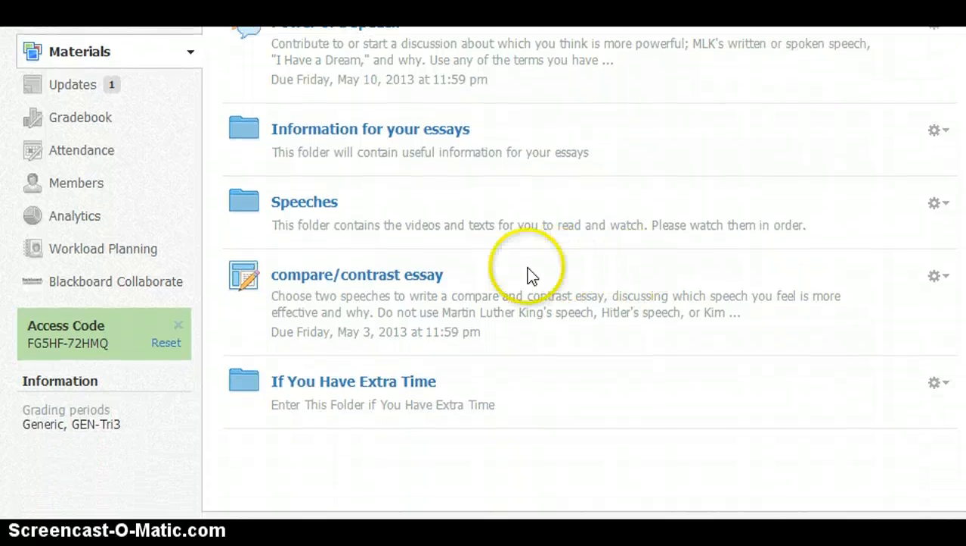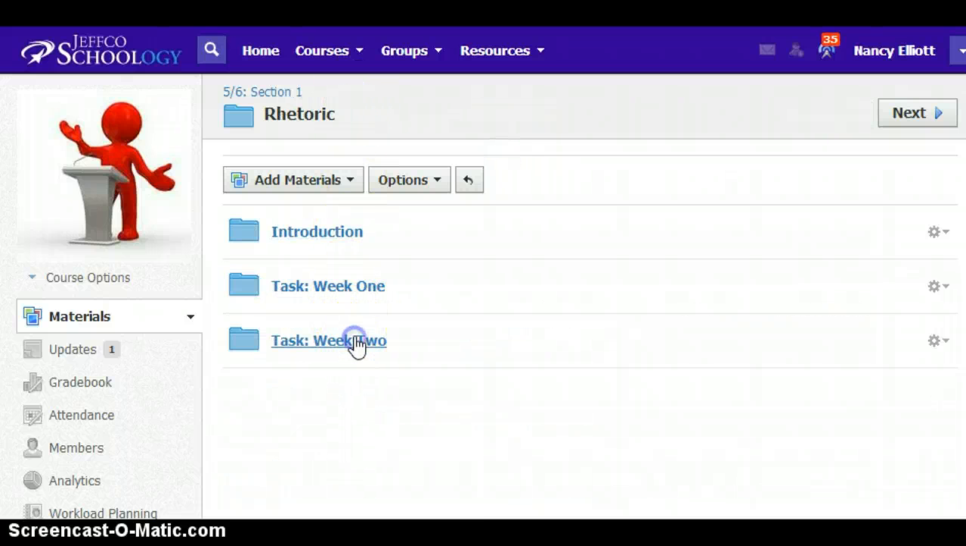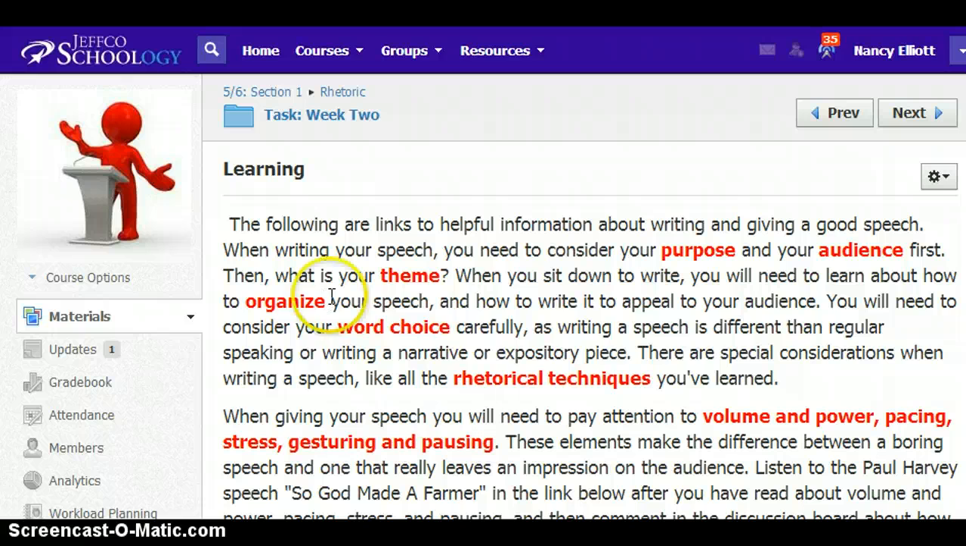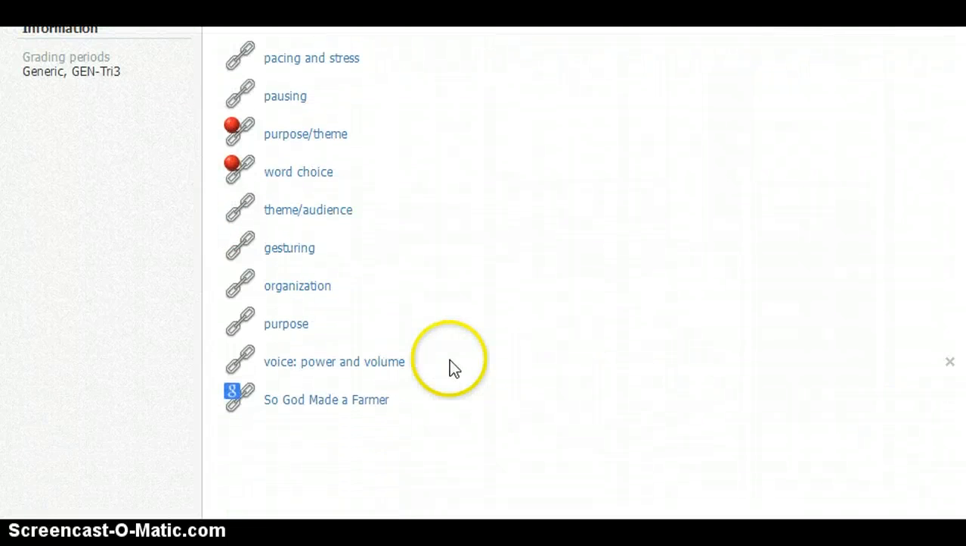Then here's where they wrote an essay. And I had a section here if they finished early and had some extra time. And then in week 2, there was some directions. Here's some more learning. I think in this one there's a video that didn't disappear. So here's several learning sections.